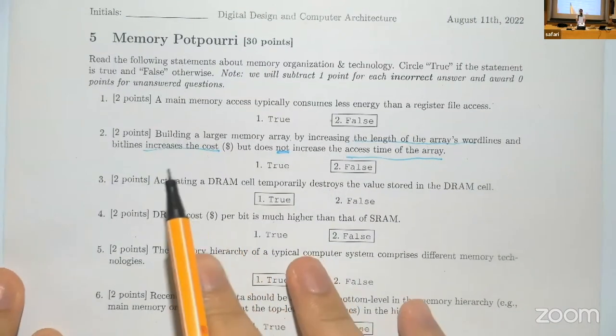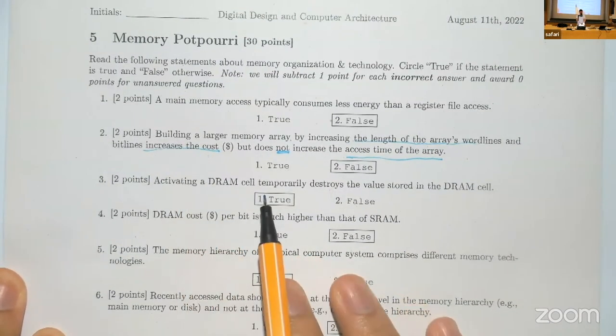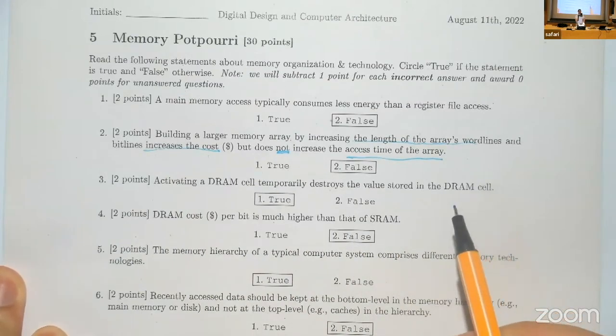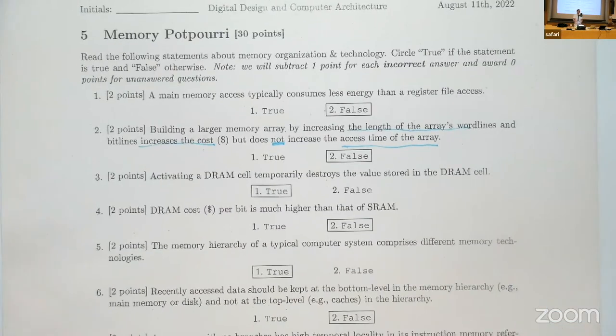Okay. The third one is: activating a DRAM cell temporarily destroys the value stored in the DRAM cell. So this is true because, if you remember from the main memory lectures, when we activate a DRAM cell, we're activating a word line that connects the cell to the bit line. After the cell is connected to the bit line, it will share its charge with the bit line, meaning that whatever value it was holding is now essentially gone. The charge level in the cell is no longer as it was before we accessed it.